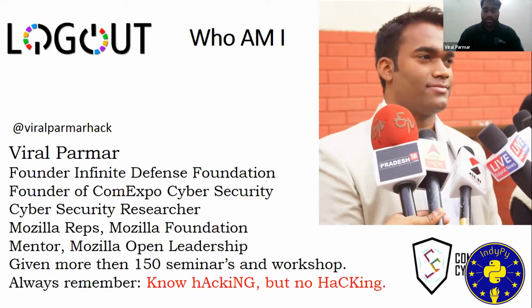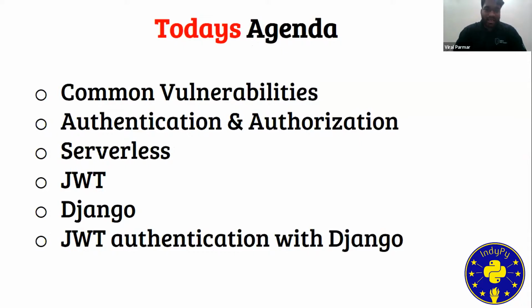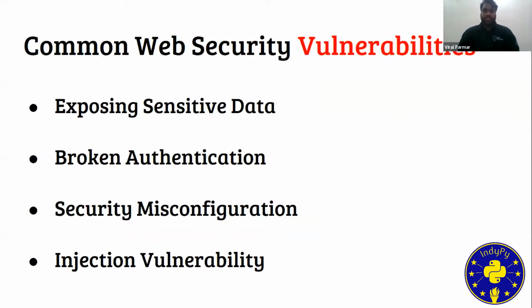every year. So today's agenda is about common vulnerabilities, authentication and authorization, serverless, JWT, and Django, and how we can authenticate Django with JWT. These are the common web security vulnerabilities we used to see in most websites, whichever website we use or we create as developers: sensitive data exposure, broken authentication, security misconfiguration, and injection vulnerabilities. These are very common vulnerabilities you can find in any website, from small to large companies, who have these common vulnerabilities.